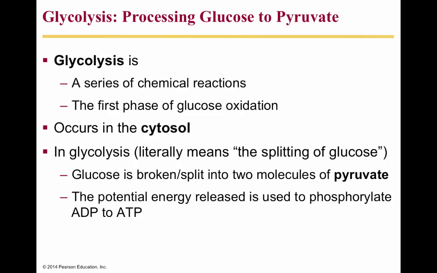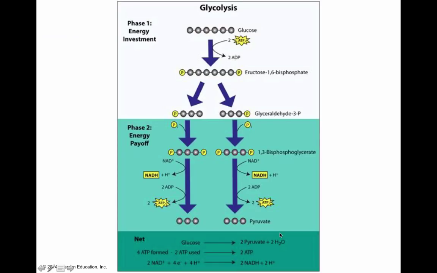Now, where does any of this happen? Glycolysis is in the cytoplasm. This is where glucose is split into 2 molecules of pyruvate. Let's look at it. Here is an overview schematic. This does not come from your textbook. I found this from another source.